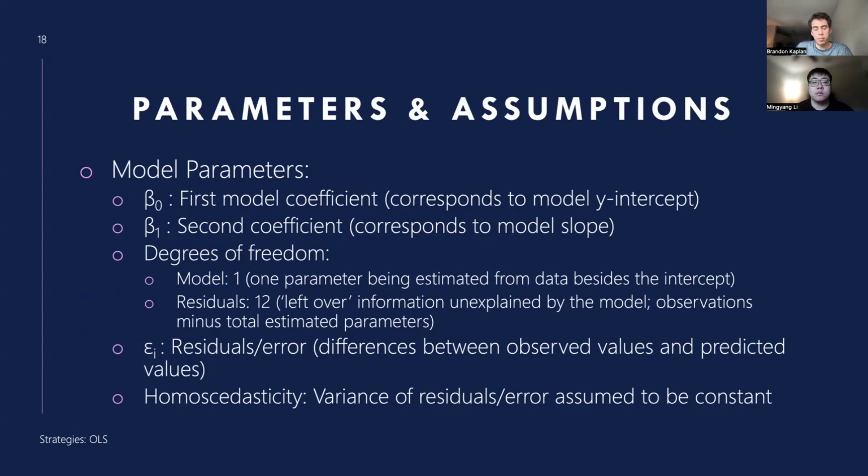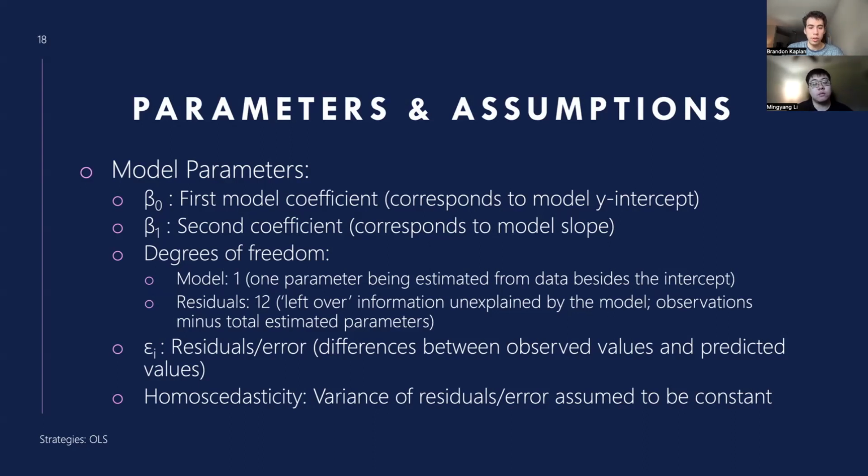Another intuitive way to think about this is that beta 1 is the change in AMD's price for every unit change in NVIDIA's price. Then there are the degrees of freedom of the model, which is how many parameters are being estimated from the data, excluding the intercept. Basically, how many predictors does my model have? And then we have the degrees of freedom of the residuals, or the errors. These are the leftover information unexplained by the model. It's derived as the number of observations that trained our model, which was 14, minus the number of estimated parameters, including the intercept. That's 2: the parameter for the intercept and the parameter for the slope. So our residual degrees of freedom is 12.